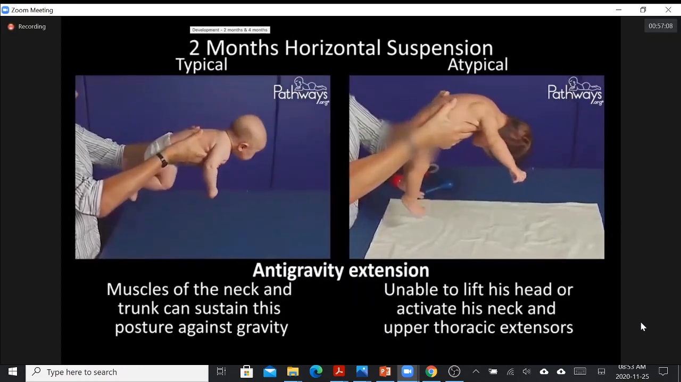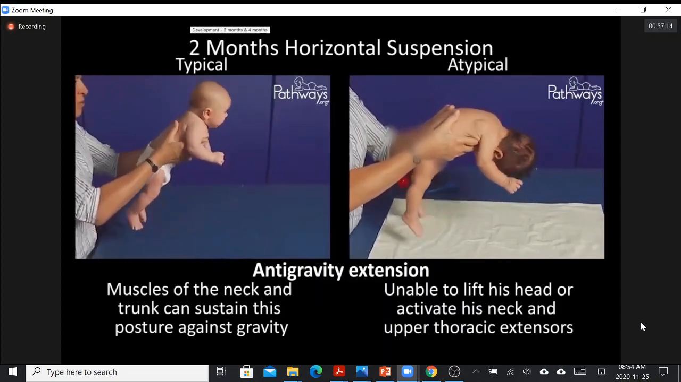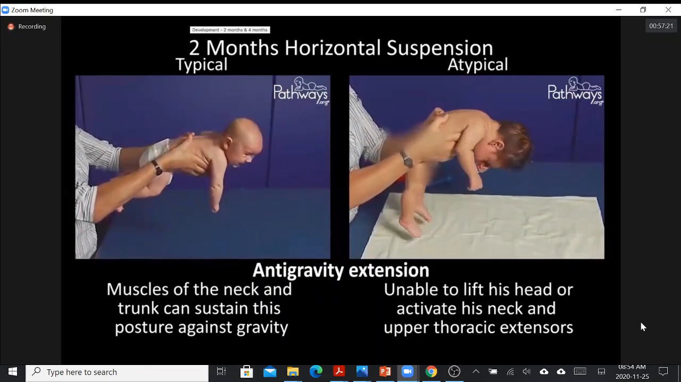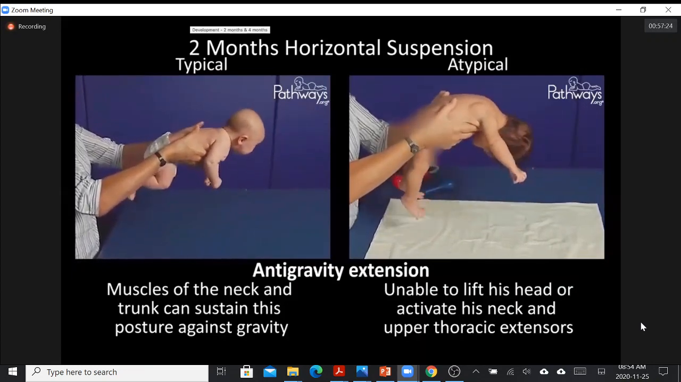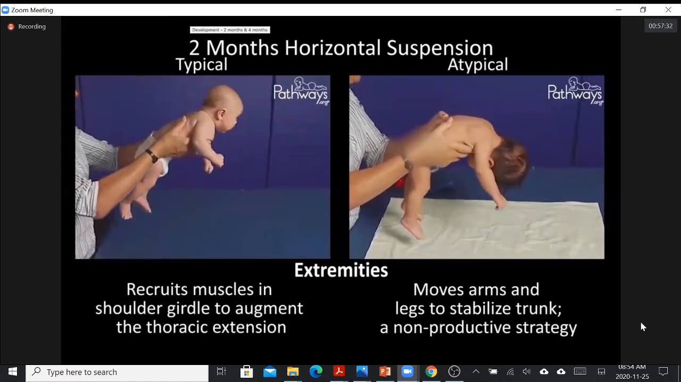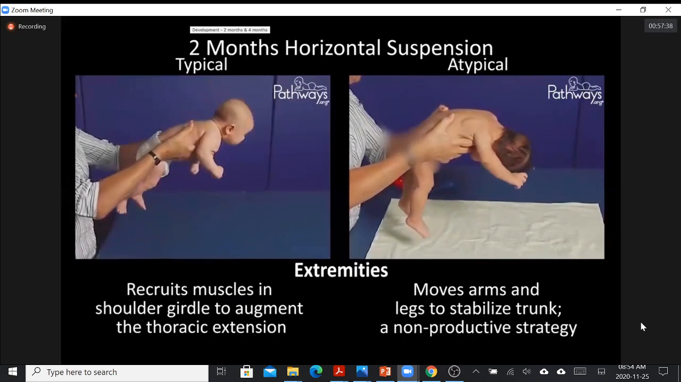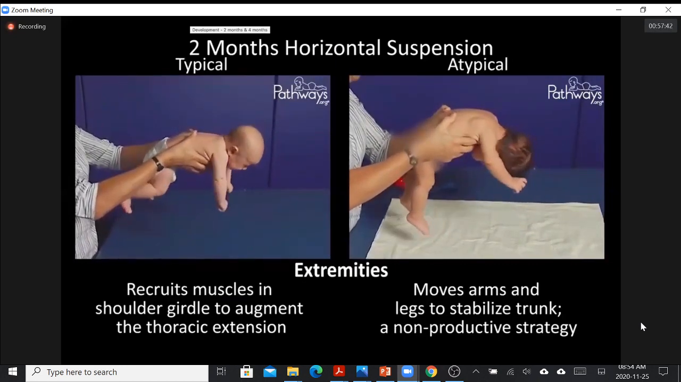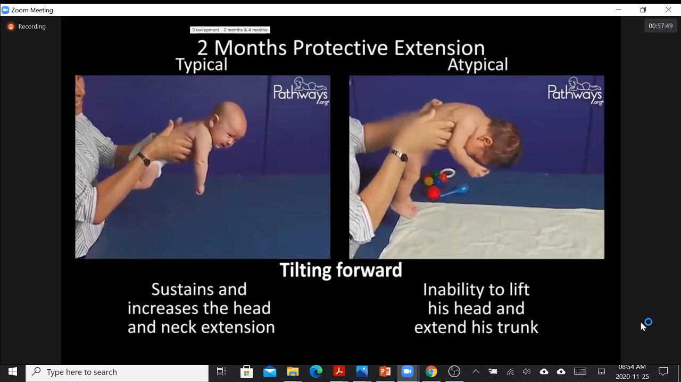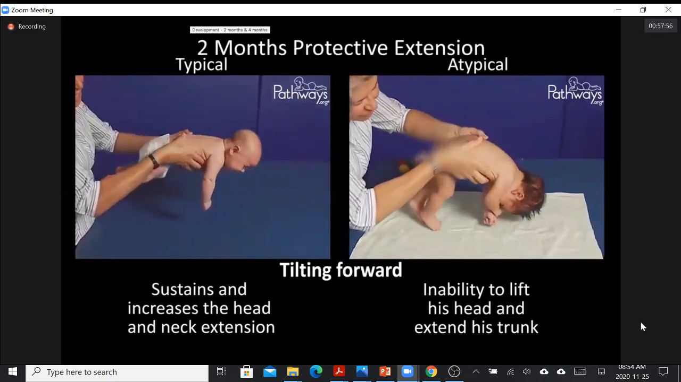Position 6, horizontal suspension, anti-gravity extension. In this position, the typically developing baby's muscles of the neck and trunk can sustain this posture against gravity. We can see in this position the atypically developing baby is unable to lift his head or activate his neck and upper thoracic extensors. Extremities. The typically developing baby recruits muscles in the shoulder girdle to augment the thoracic extension. The atypically developing baby moves his arms and legs to stabilize his trunk, which is a non-productive strategy. Position 7, protective extension, tilting forward. When we tilt the typically developing baby forward towards the surface, he sustains and increases the head and neck extension.